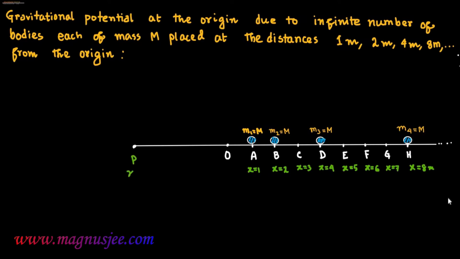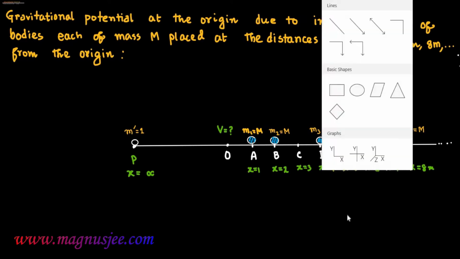Also, we can consider another point P at infinite distance from the origin on the other side, and a test body of mass m prime equal 1 is placed at the point P at infinite distance, and we have to find the gravitational potential at O. That means V equal question mark at the origin O.